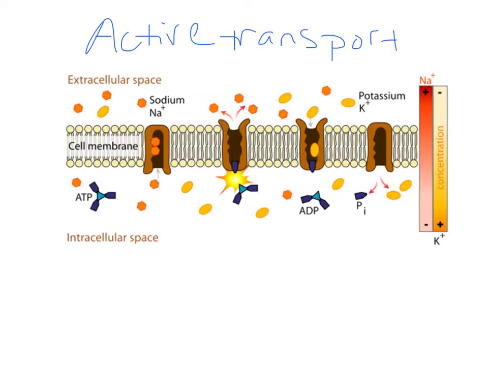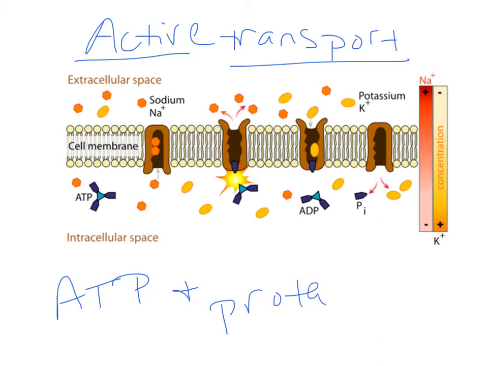So now we have the opposite of our passive transports. We have active transport. So active transport is going to require ATP. It's going to require energy. And in active transport, molecules are going to move against the concentration gradient. So they're going to require proteins and ATP. Okay, they're going against the concentration gradient. So in this case, they're going from low to high.